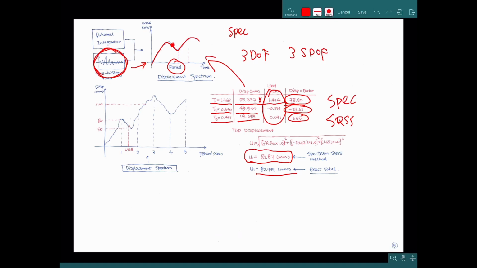It's quite useful when you have this record. In this record, we just use Duhamel integration. So to compare different methods, we can use the Duhamel integration before we run the modal analysis. This is the spectrum method, as we also call it.